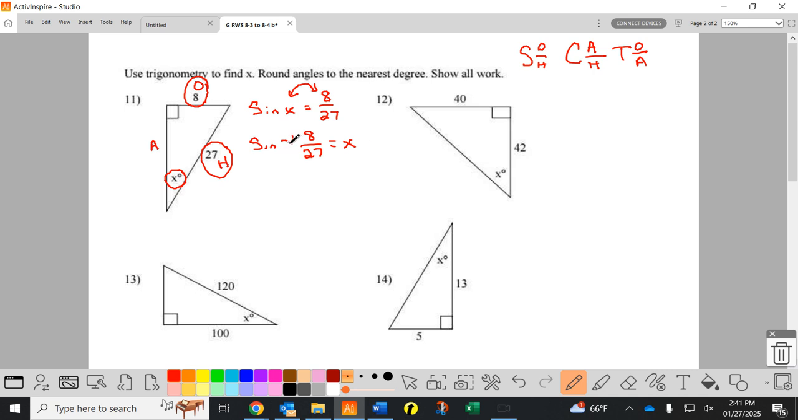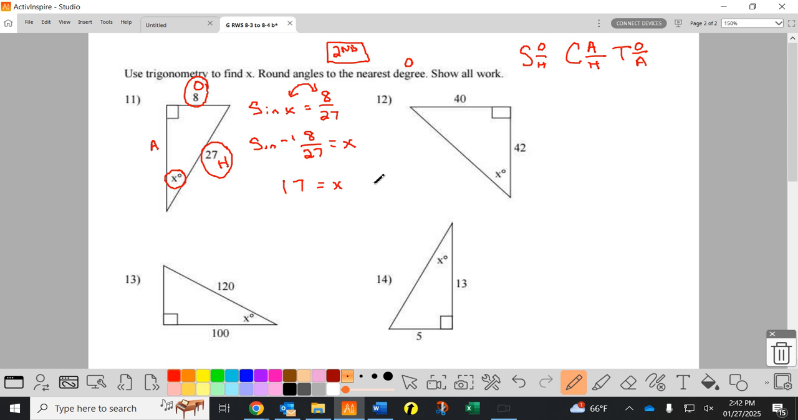Now what that -1, remember that means you're going to be hitting the second key, and since we're going to the nearest degree, that means you're going to be doing 0 decimals. Okay, so here we go. Clear out that calculator. Okay, here we go. 8 fraction button 27 second sine equals. That's going to round off to 17 degrees. 17 degrees for that angle. No rounding up, just round it off.